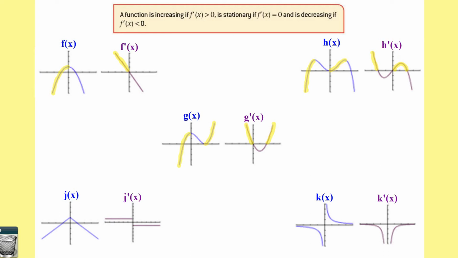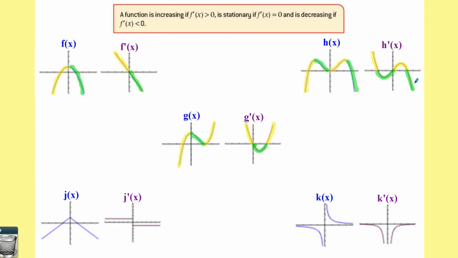Okay, we can look at the negative part. So in f of x, this one is decreasing. So the derivative is going to be below 0. Here, the function is decreasing, so my derivative is below the x-axis. Decreasing, below x-axis. Decreasing, below x-axis. Okay? So that's what I'm trying to get you guys to see.